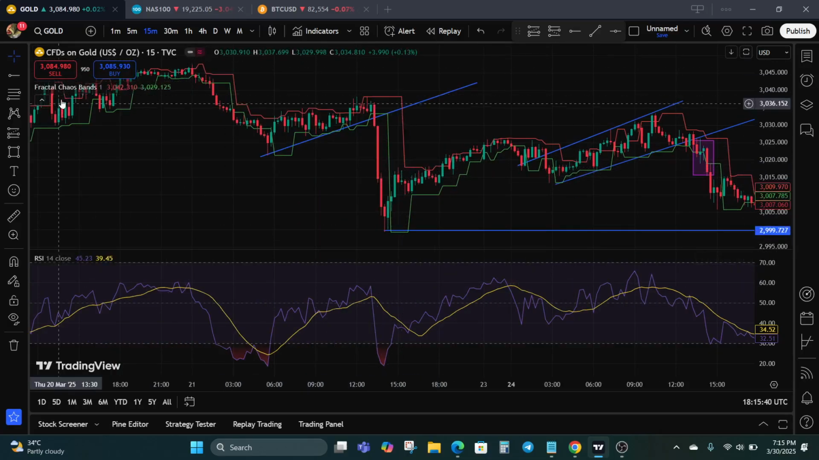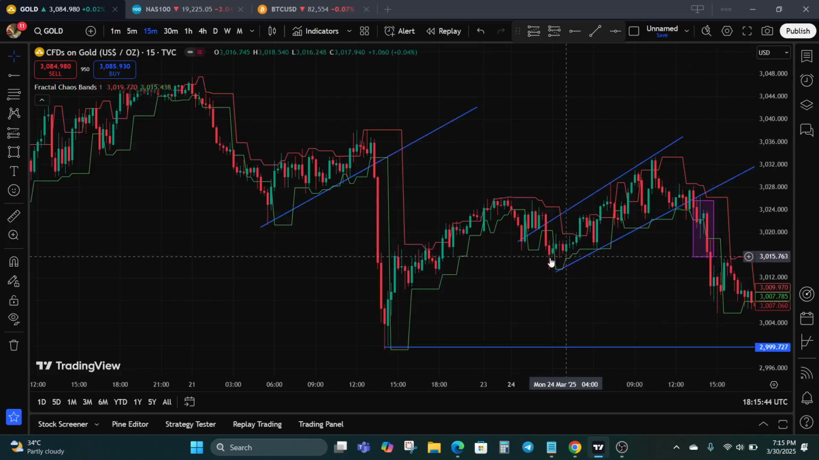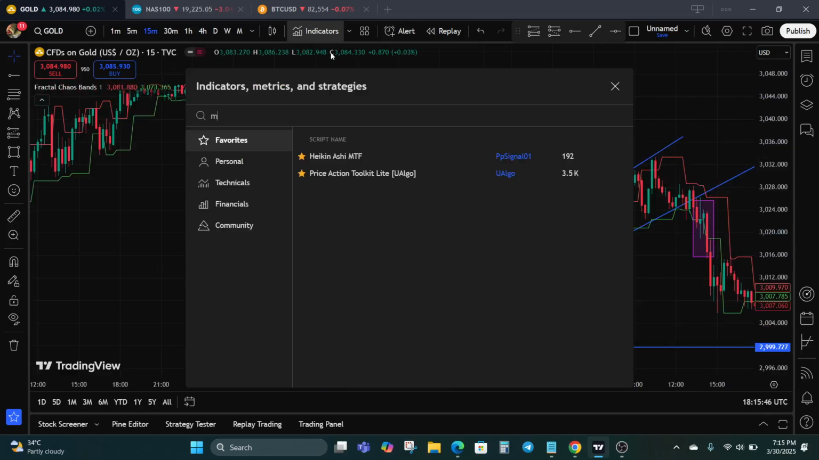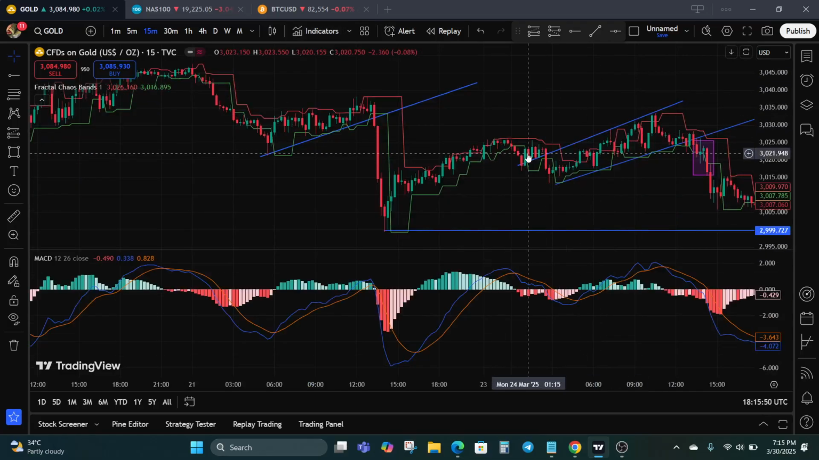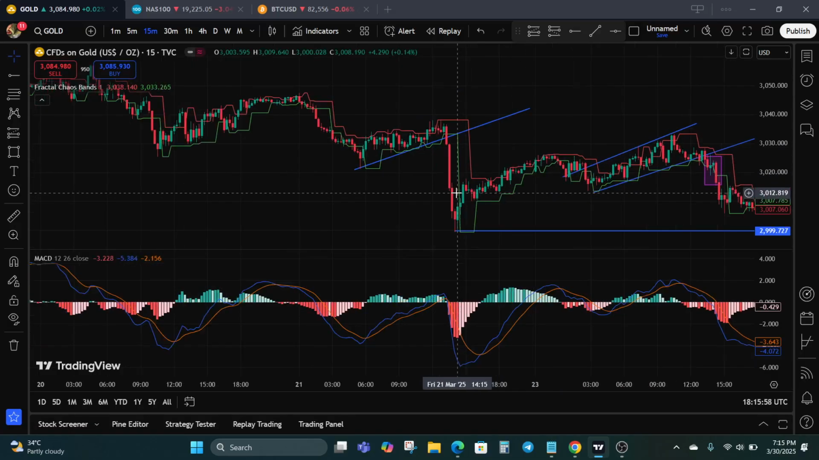Okay, now you can also decide to combine the fractal chaos bands with the MACD, for example. You can decide to combine it with the moving average convergence divergence, right? For added confirmation of momentum shift. Remember that the MACD can help you identify momentum shift, right? So you can just get additional confirmation from this.